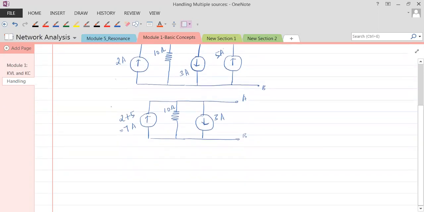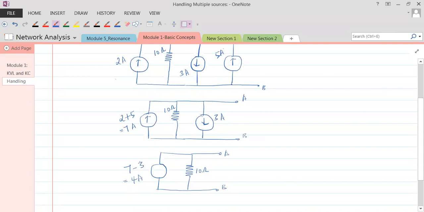Next we can combine these two also. This is a current source. We're not dealing with this resistance. Let the resistance be there as it is, since we are talking about the current sources in parallel, multiple current sources. We should keep this 10 ohms as it is. Let's not bother about this. What happens now? This is 7 minus 3 equal to 4 amps. Why? 7 is going upwards, 3 is going downwards. So that's why we have to take the difference.